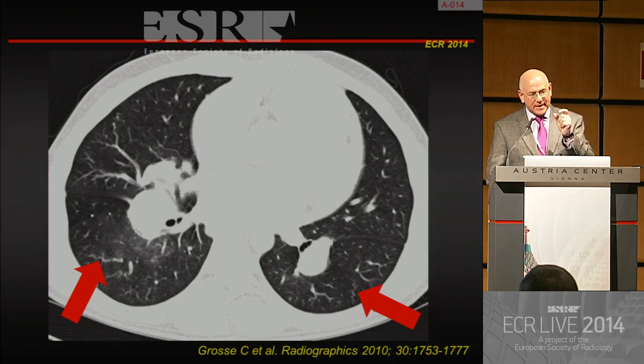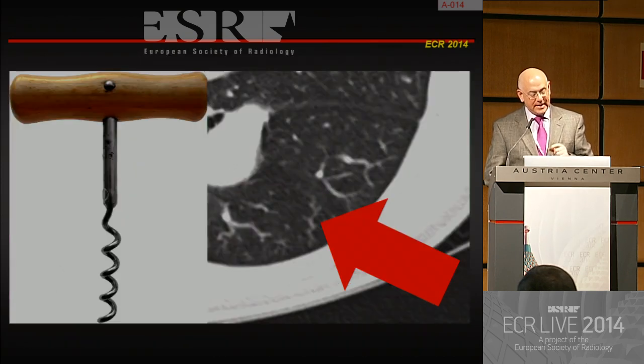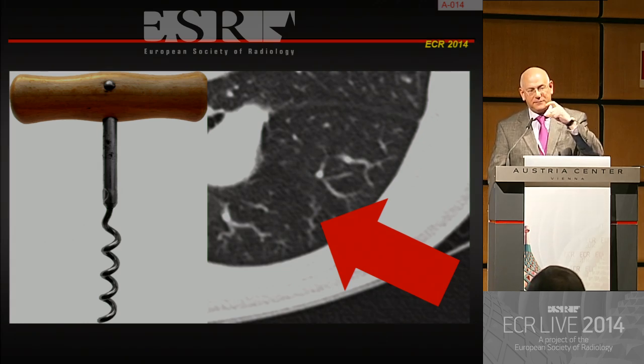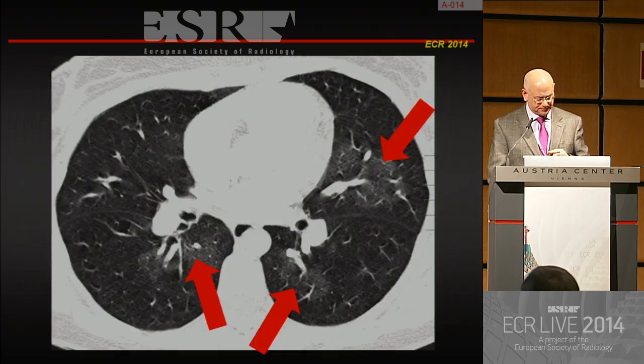Well, the first sign that we see in these patients on imaging, on CT scans, is a tortuosity of the pulmonary artery. Some people have compared this to a corkscrew shape or corkscrew formation. And in fact, if you look in a magnified view on your CT images, this is what we see, a corkscrew-like deformation of pulmonary arteries.